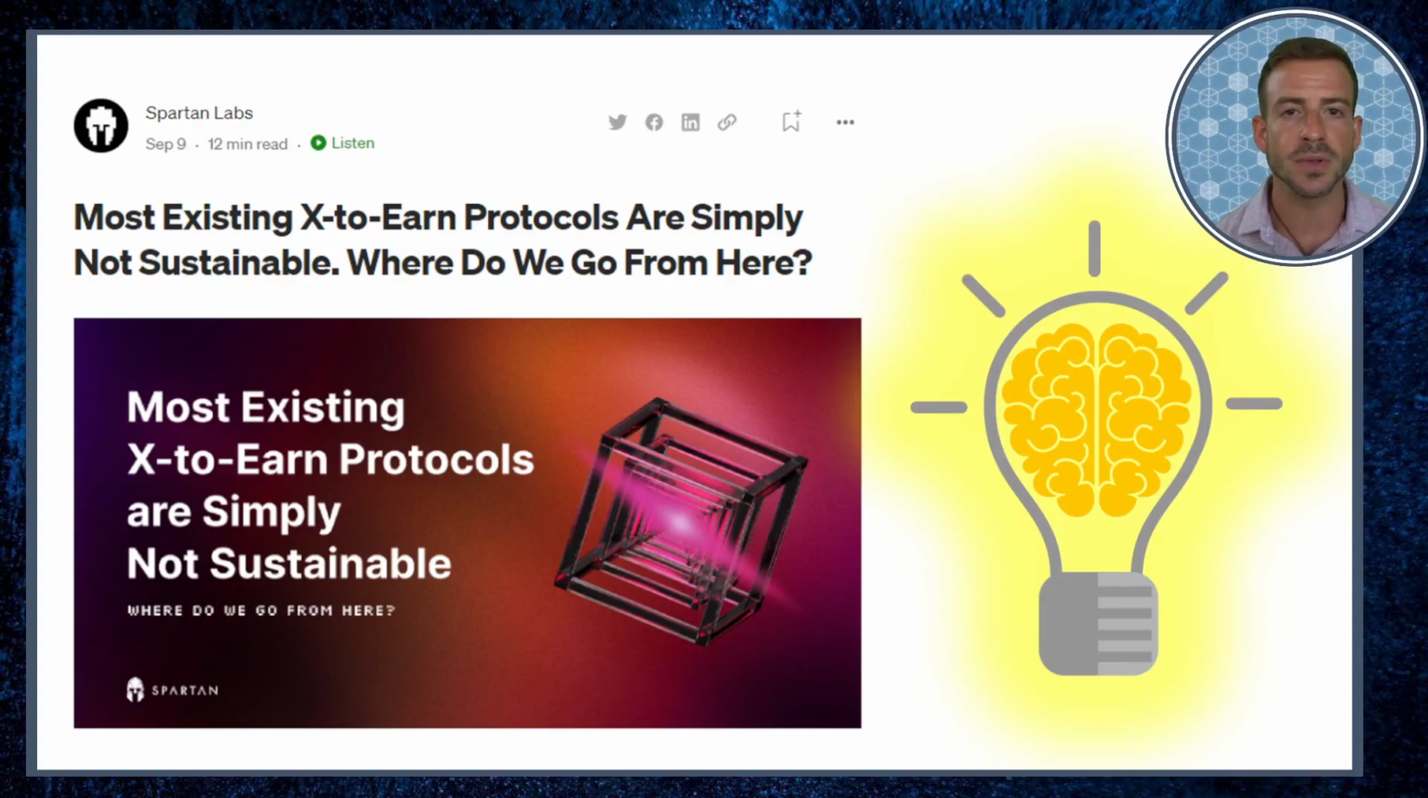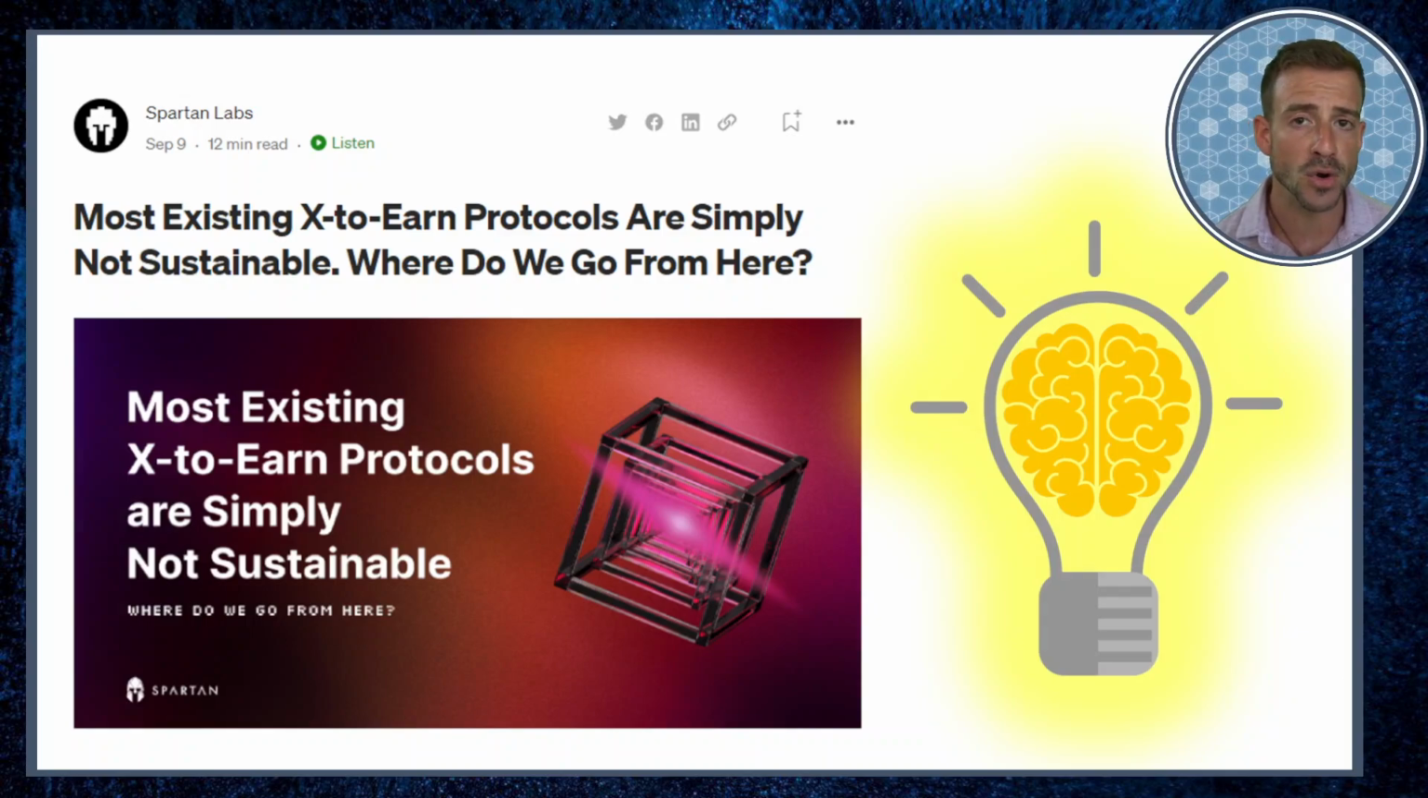The report leads with a question that everyone's asking at the moment and which I've been engaging with over the past few videos. How do we create sustainable tokenomics? The report asks this question in the specific context of the play-to-earn model that was made famous by Axie Infinity. The authors generalized this as an X-to-earn model, where X could be any activity in principle.